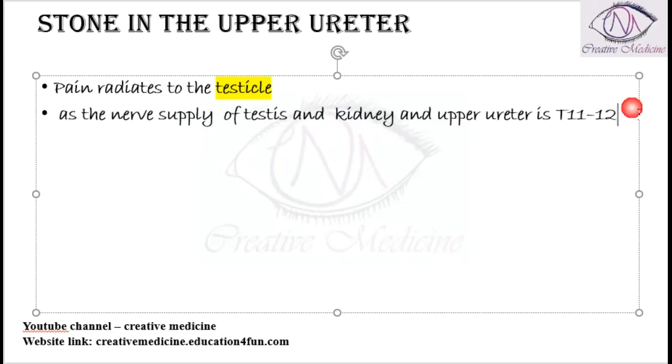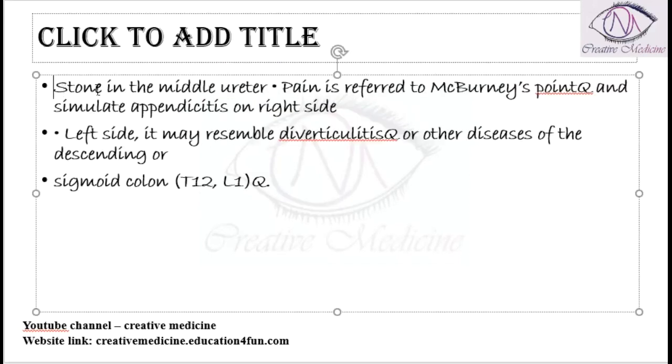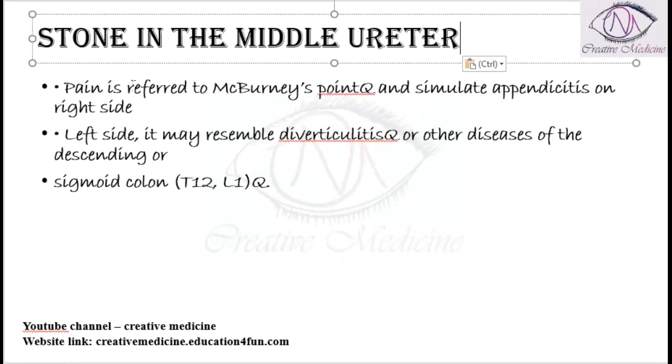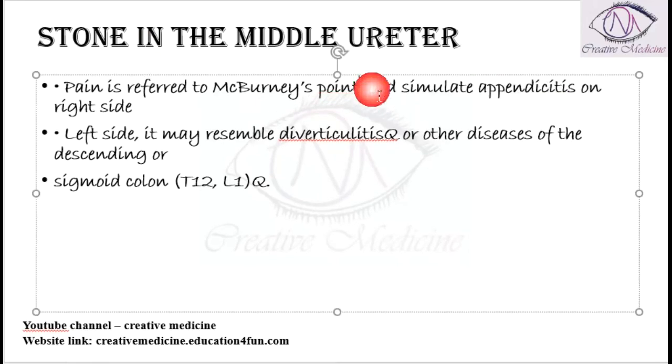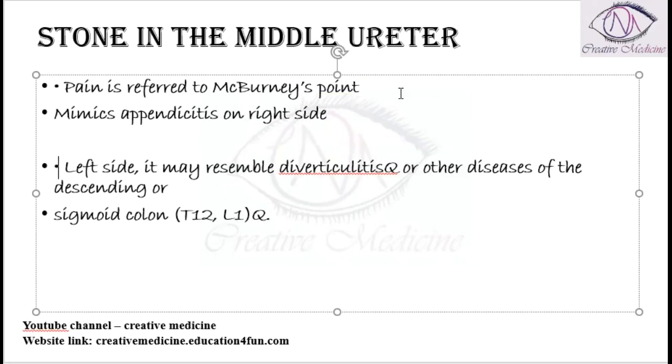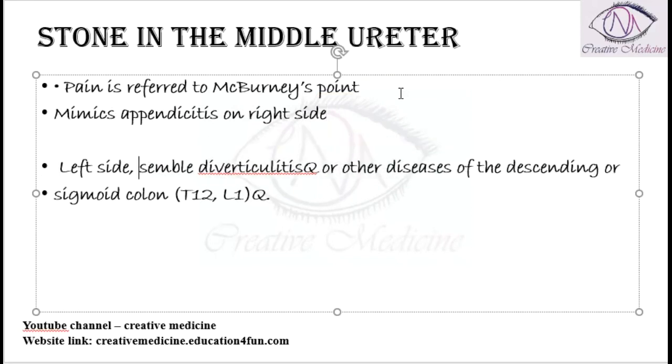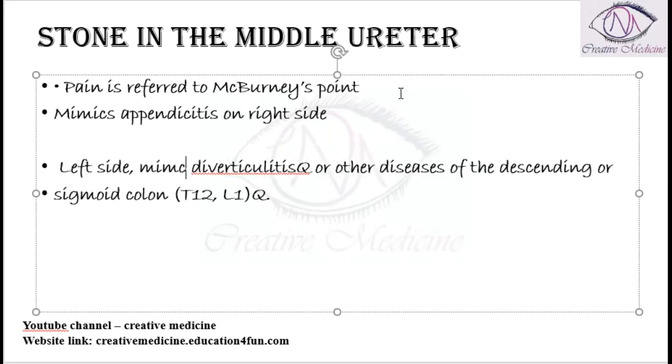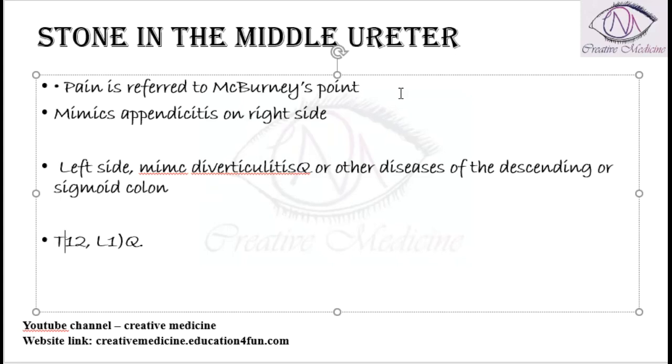Second, if the stone is in the middle of the ureter, the pain is referred to McBurney's point, and it mimics appendicitis if the stone is present on the right side. If the stone is present on the left side, it will mimic diverticulitis or other diseases of the descending or sigmoid colon. Here, the nerve supply responsible for this middle ureter pain is T12 to L1.